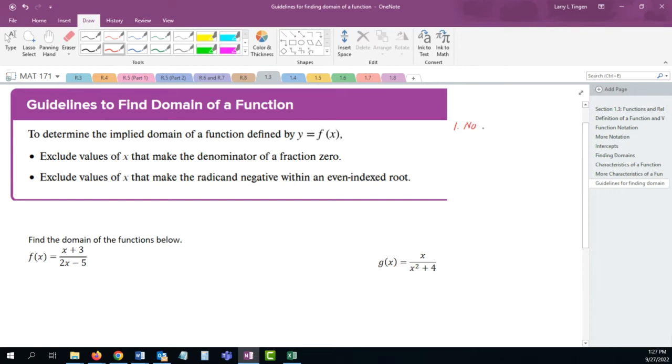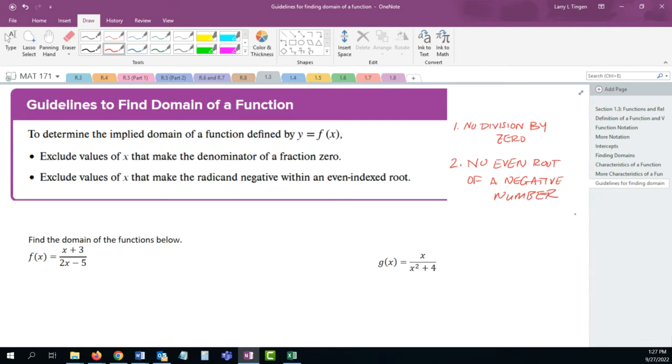So no division by 0. That one's really straightforward. All right, and then the second one is no even roots of a negative number. Now, we have done that, right? We've seen imaginary numbers. We've seen complex numbers.